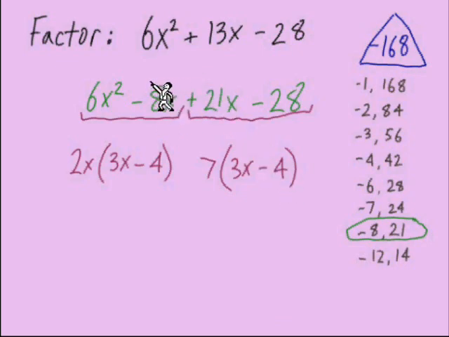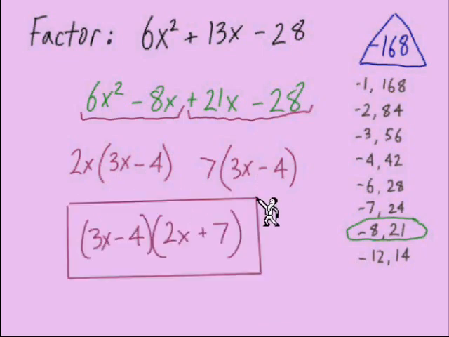Now remember, if you chose to put your positive 28 first and negative 8x second, then you're going to have something different in this line right here. But we're going to finish up the same way. You should end up with 3x minus 4 as one factor and 2x plus 7 as the other factor.